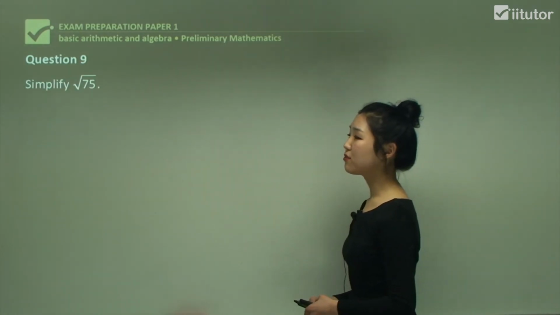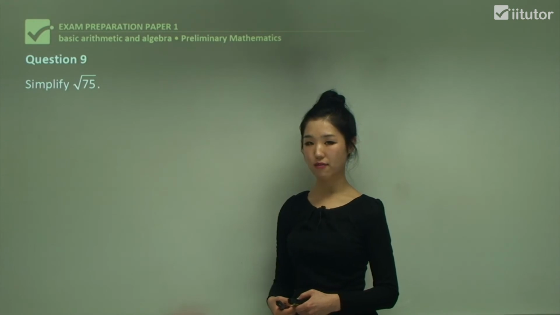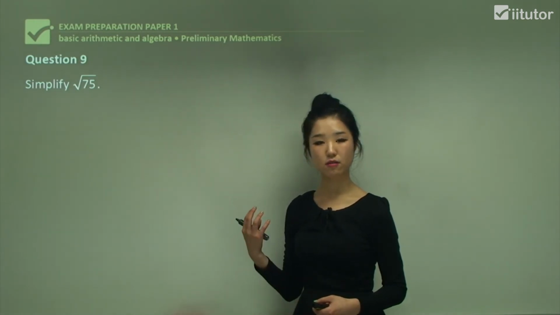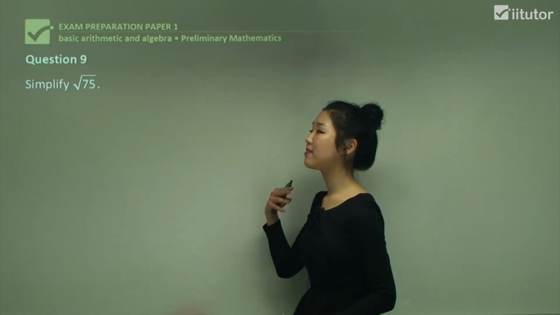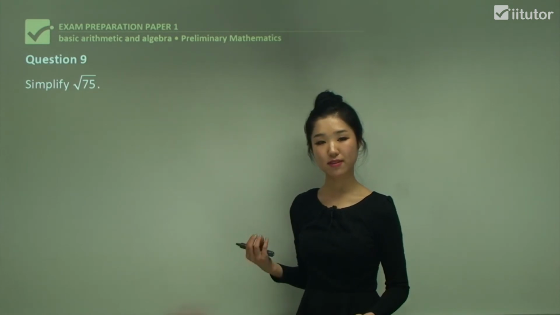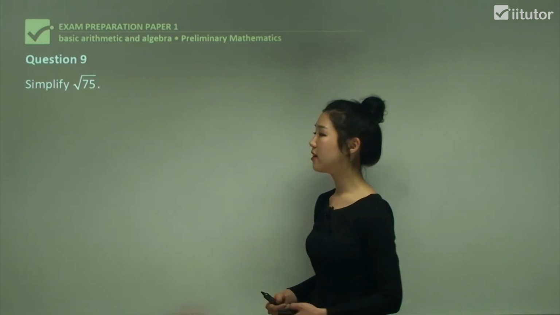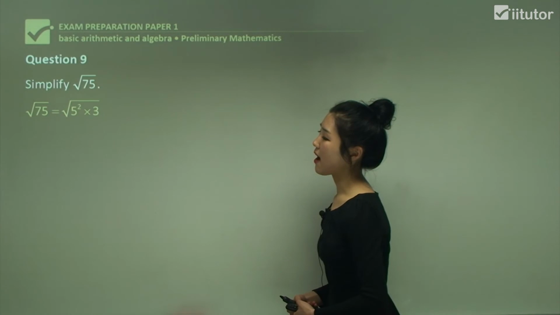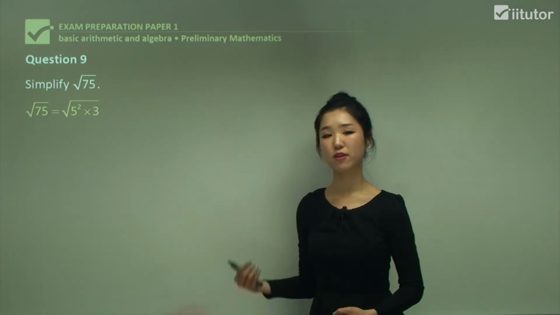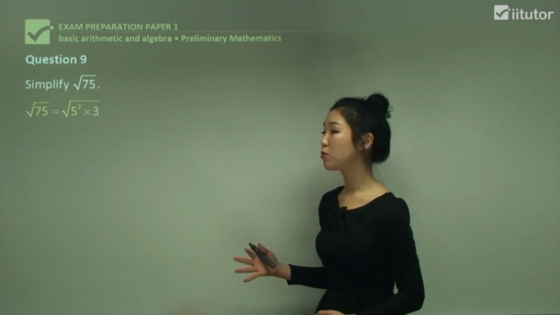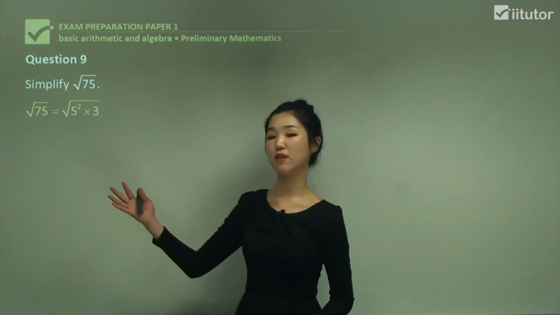Question 9, simplify square root of 75. So this doesn't mean to calculate using your calculator, it means to simplify the surd. So it must be still in exact values, okay? So you know that 75 is 5 squared times 3, because 5 squared is 25. 25 times 3 makes 75.